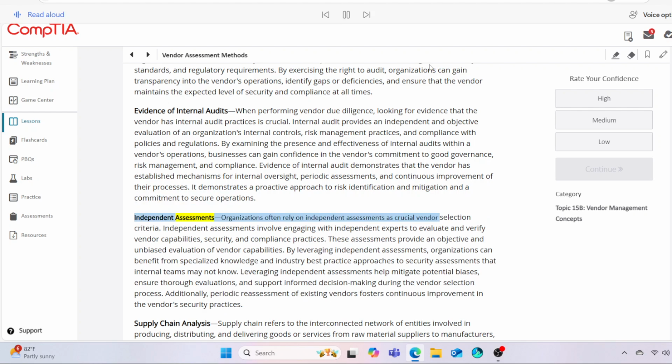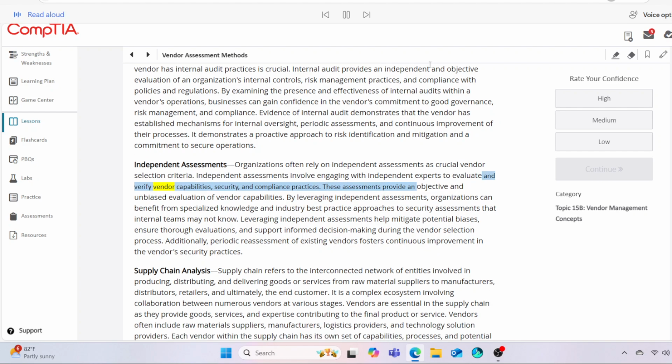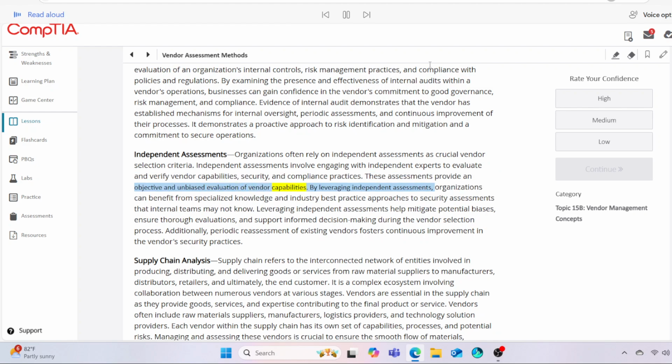Independent assessments. Organizations often rely on independent assessments as crucial vendor selection criteria. Independent assessments involve engaging with independent experts to evaluate and verify vendor capabilities, security, and compliance practices. These assessments provide an objective and unbiased evaluation of vendor capabilities.